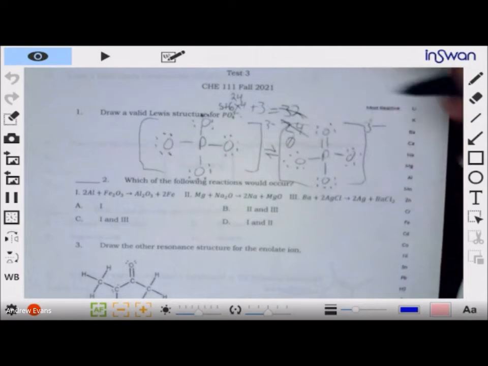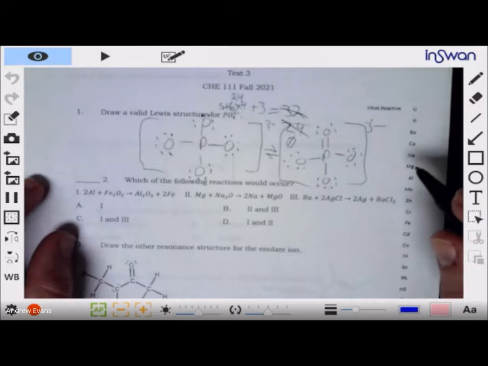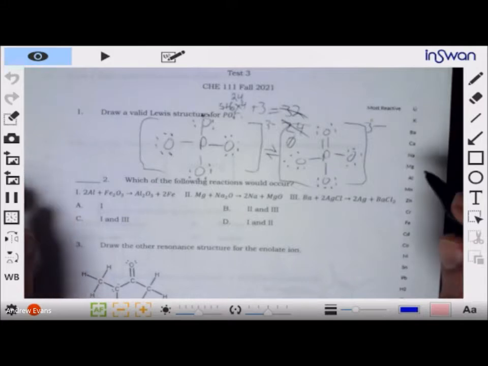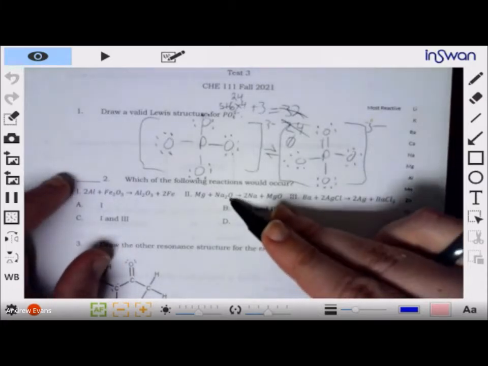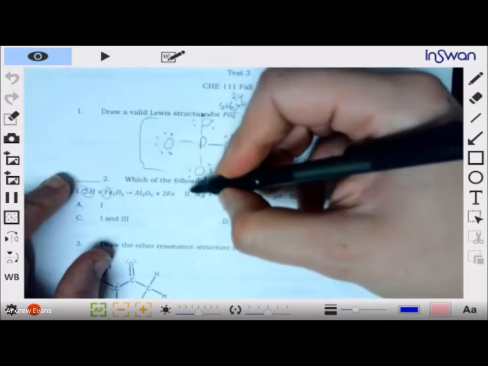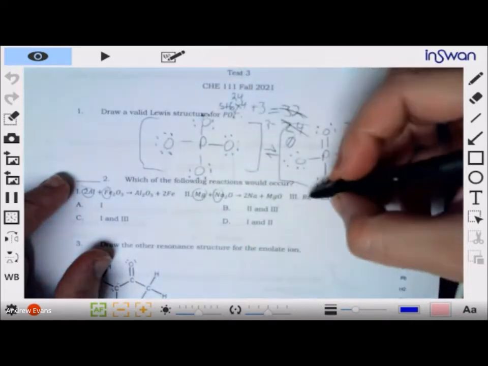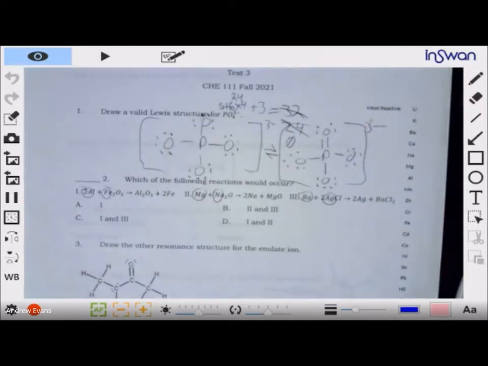Problem 2, we need our reactivity chart on the right to help us. So the question is, which of the following reactions would occur? Would aluminum replace iron? Would magnesium replace sodium? Would barium replace silver? To answer this question, you need to find which metal is higher on the table. The pure metal replaces the compound metal if it is higher.